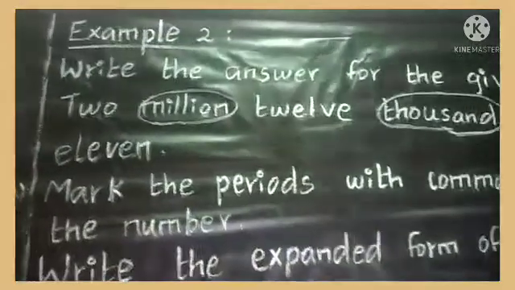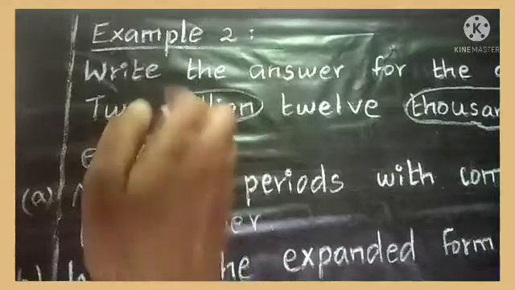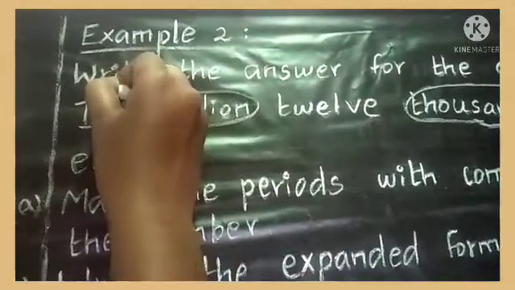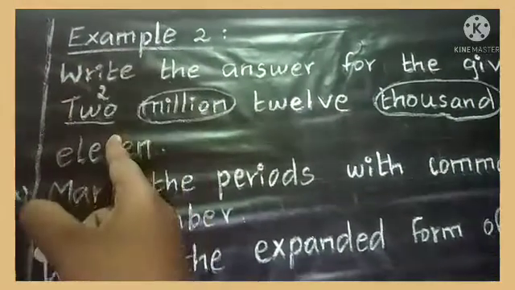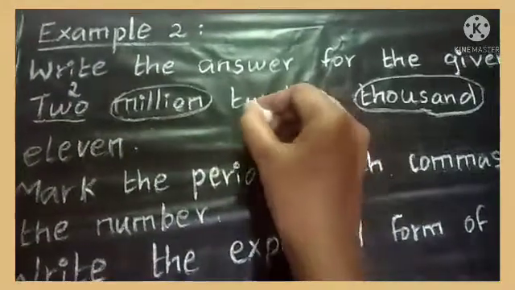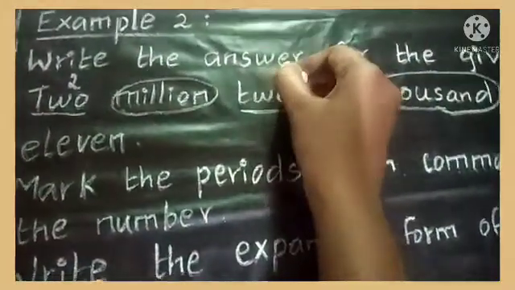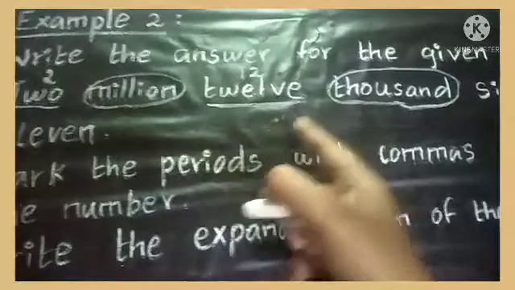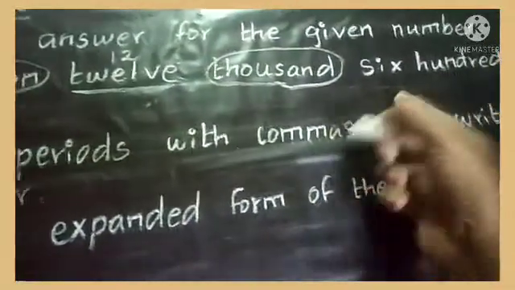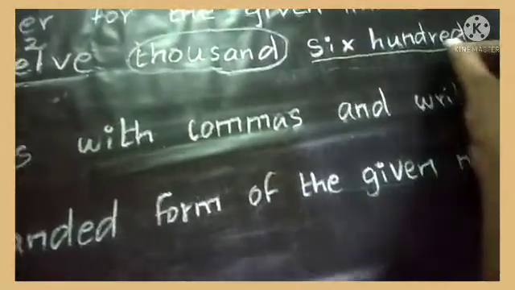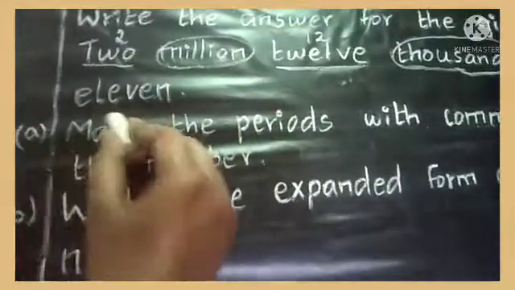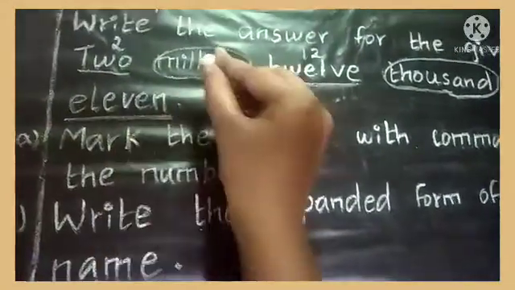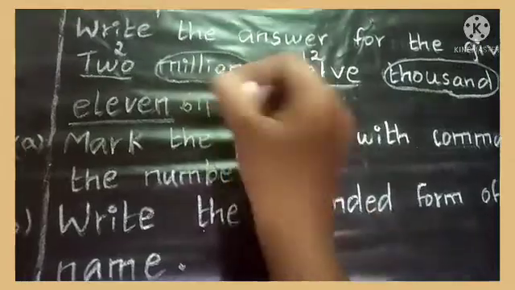Now underline the word 2. Write 2 in figure. Then underline the word 12. Write 12 in figures, that is 1, 2. Then underline the word 611. Write in figures, that is 611.